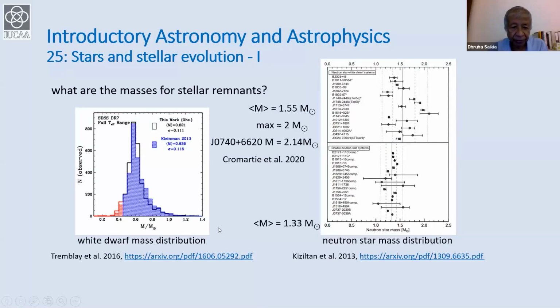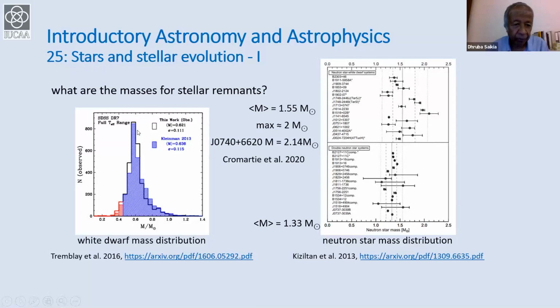Briefly again, what are the masses of stellar remnants? A star like our sun would end up as a white dwarf. Stars 8 or 9 times more massive than our sun would end up as a neutron star. And stars much more massive, maybe 20, 25 times the mass of our sun, would end up as a black hole. These precise numbers are just ballpark numbers that I'm giving you.